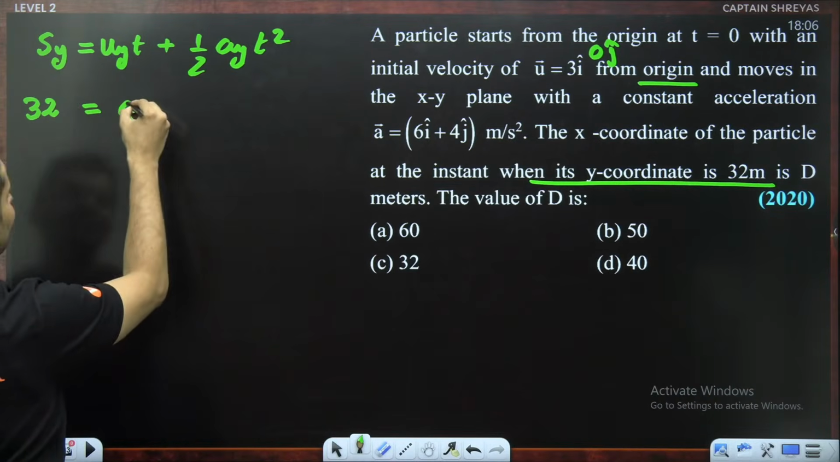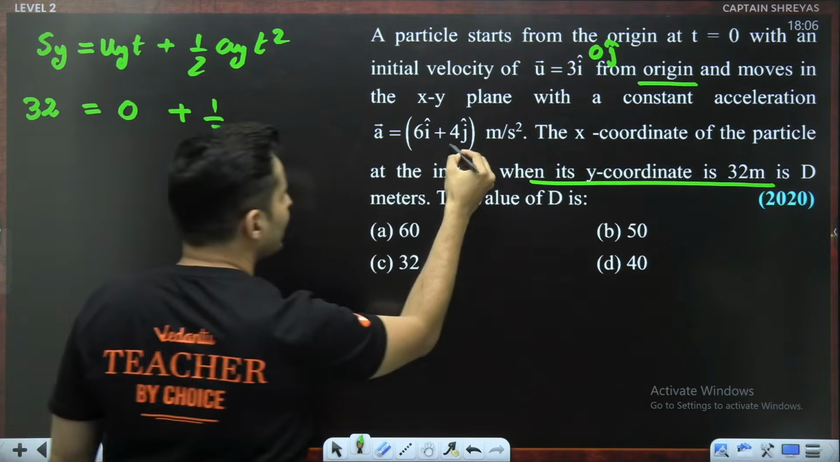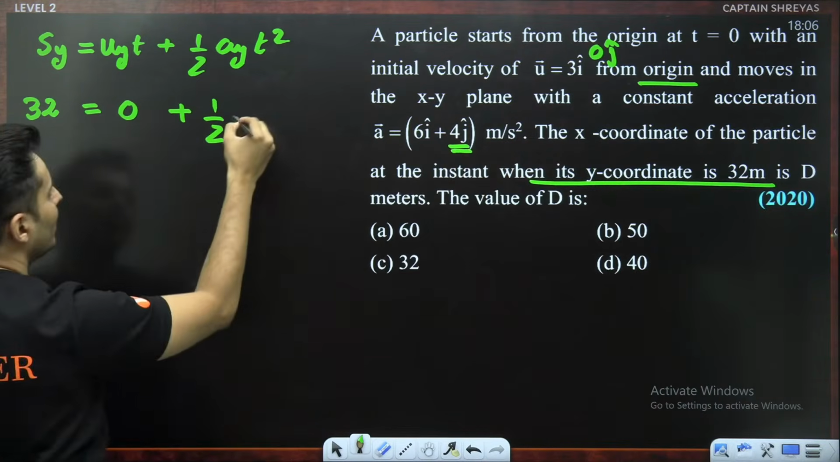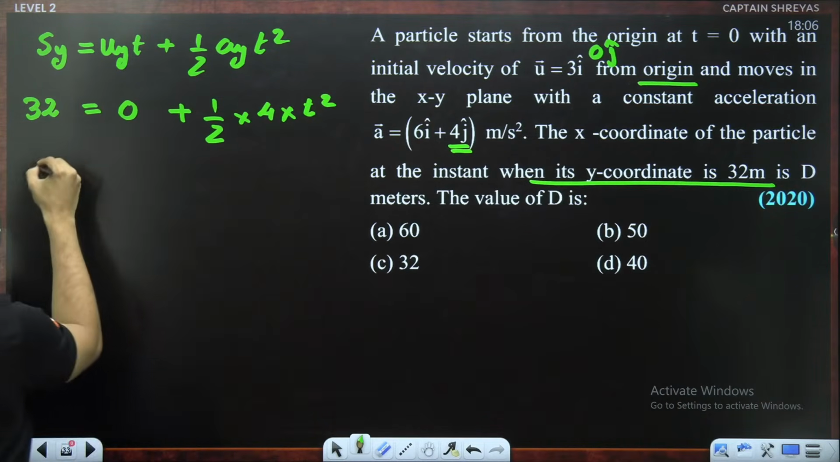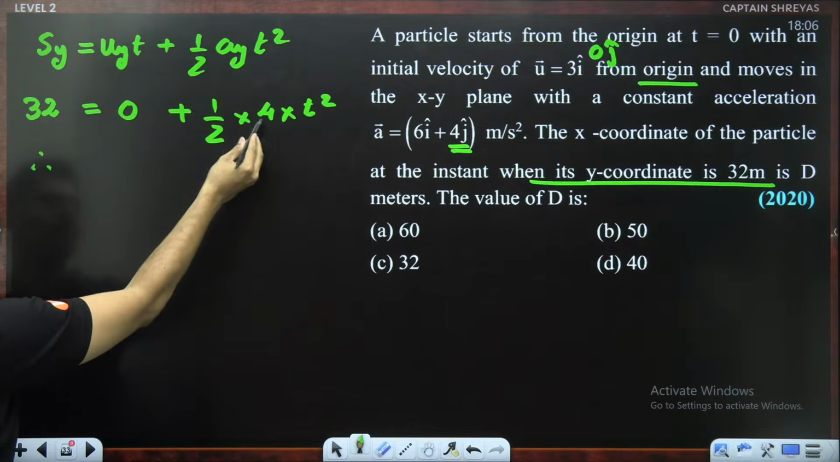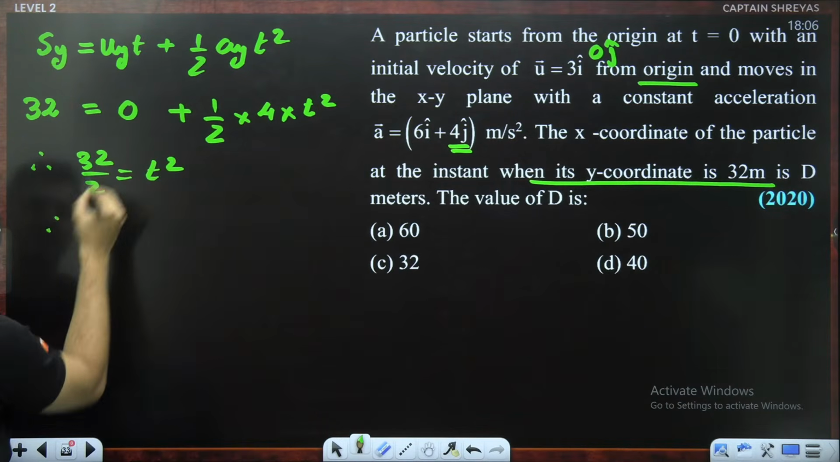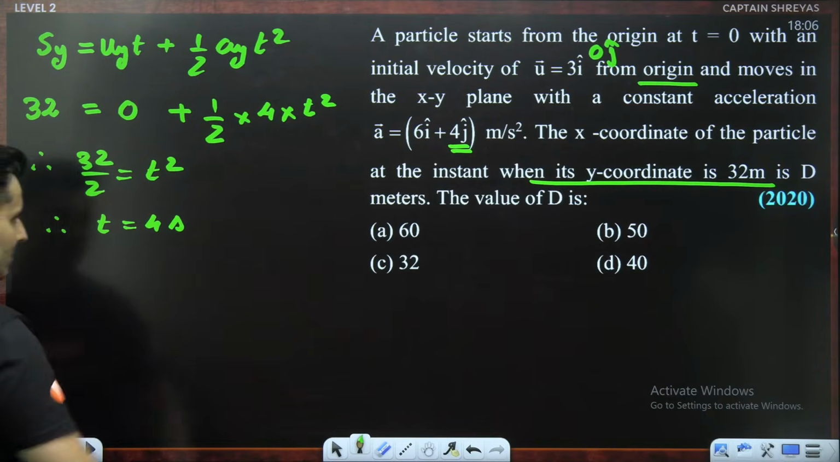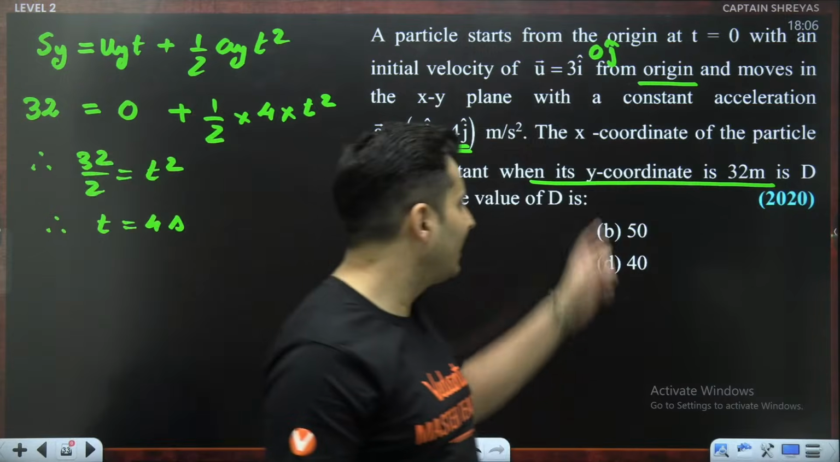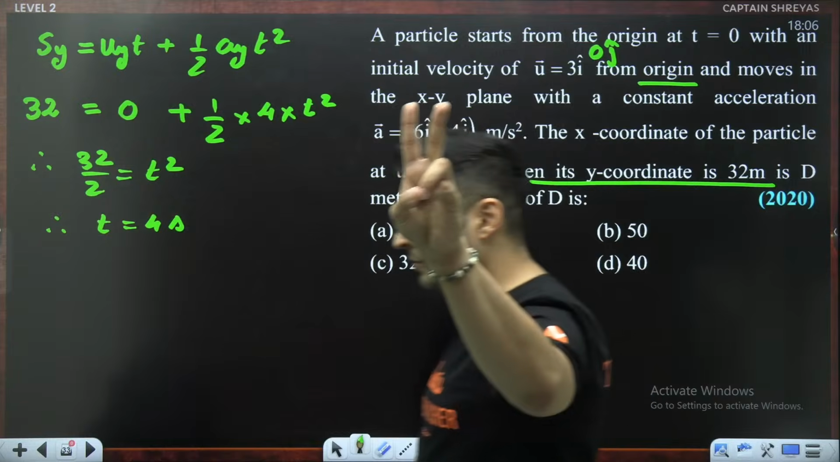Guys, this velocity is just 0 plus half acceleration in the y direction, which is 4 j cap, so plus 4 times t square. Therefore 4 by 2 is 2. So 32 divided by 2 is basically t square. 32 by 2 is 16. So time is basically 4 seconds. So at 4 seconds, the y coordinate is 32.